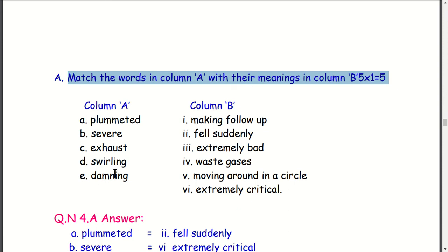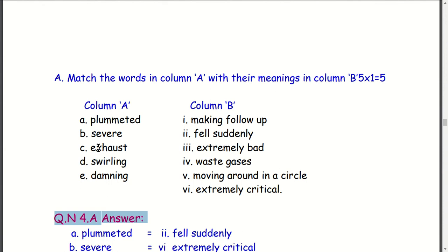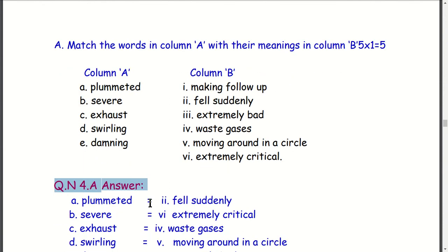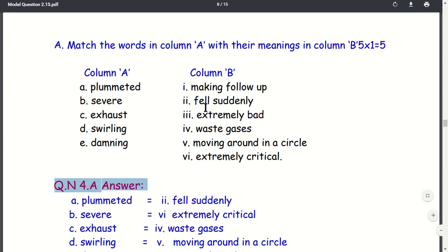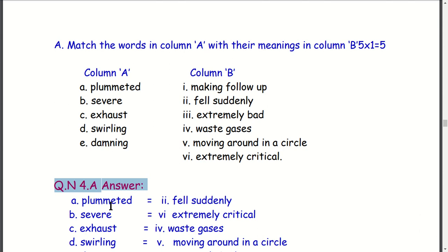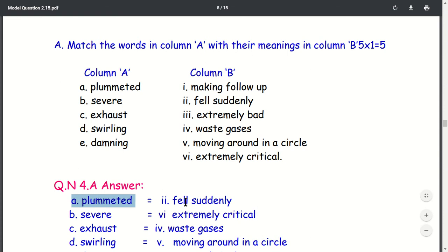So, how to answer this question? Let's say question number four, A. Permitted is equal to, yeah, the answer here. Some students copy all of this and draw a line. Generally, it is not a good idea. Just write the answer. First write the question here, choose the correct alternative, and write it here, and also the number. For example, plummeted, A, number two.